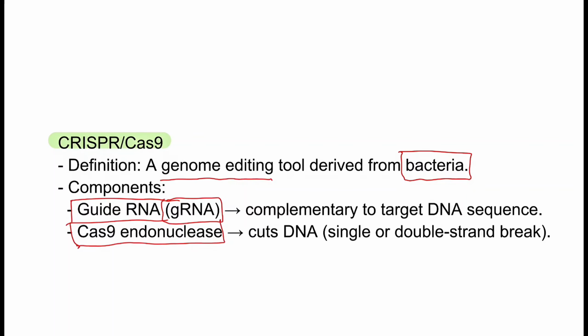Guide RNA, gRNA, is complementary to the target DNA sequence, and Cas9 endonuclease cuts DNA, causing a single or double strand break. Cas9 can cut double-stranded DNA, and it can also cut single-stranded DNA. This is the main function of Cas9 endonuclease.